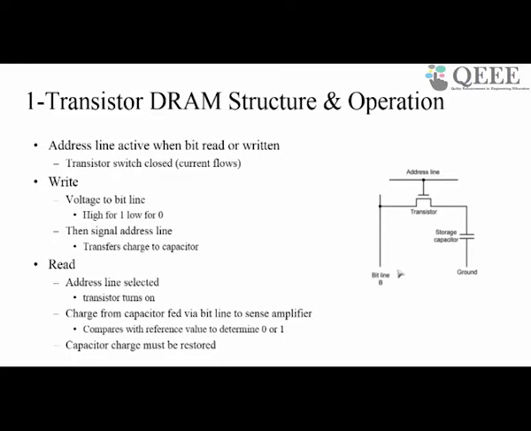The voltage to the bit line is being given. It has to be high if 1 is to be stored. It has to be low if a 0 has to be stored. Then this address line is being asserted, so this transistor turns on.